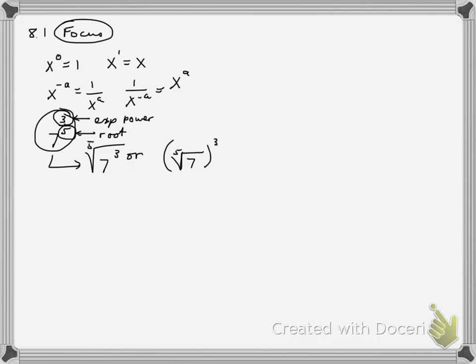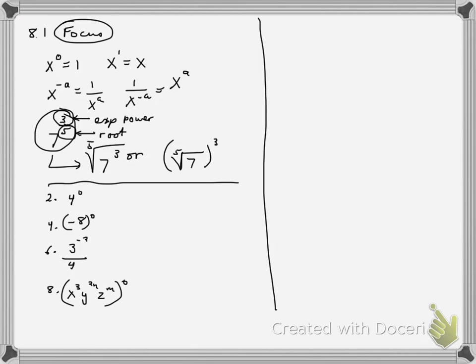So let me go ahead and do several more of these kinds of examples. Let's take a look at these. Anything to the 0 power is 1. So this is 1. This is 1. This is 1. Okay? Don't make it more complicated than that. Anything to the 0 power is 1.